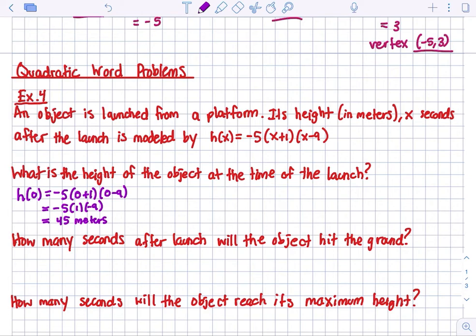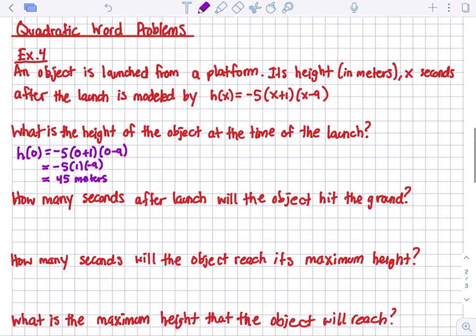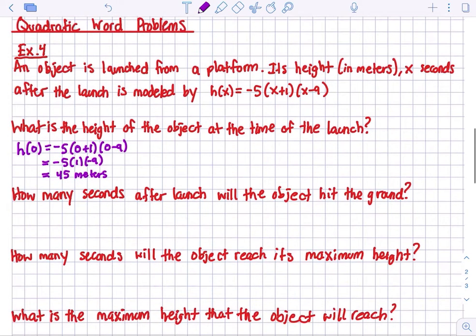Okay, so the object on the platform at 0 seconds, you guys, is at 45 meters above the ground. Okay, this one: how many seconds after launch will the object hit the ground? Okay, so we have to think about this, right? How many seconds? They are telling you guys to solve for x. We need to solve for x. That's our unknown, because x represents seconds, right?